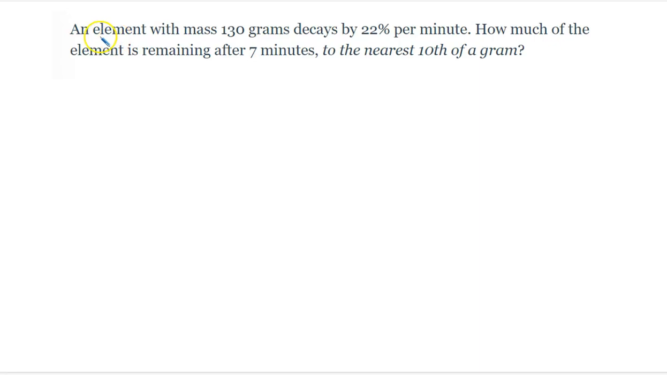Let's do one more. An element with a mass of 130 grams decays by 22% per minute. So instead of starting with 100% and then adding the 22% like the last one, well, this time you're starting with 100%, but you're going down, you're decaying. So we put a minus there. And we're going to take away 22% per minute for 7 minutes. So we raise that to the 7th power.